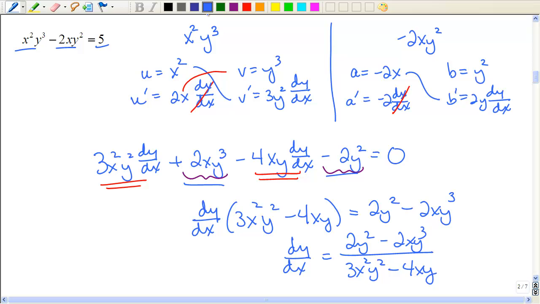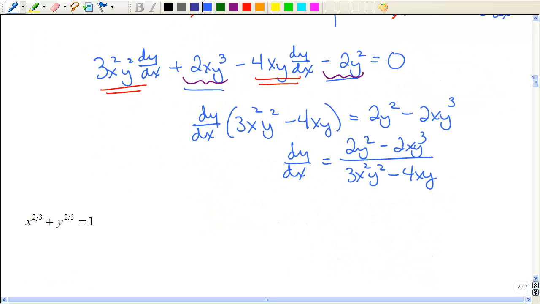Let's see, I noticed that they all have a y in common, so I could reduce that. Let's see, do they all have an x? No. So if I wanted to reduce out a y, that would leave me 2y minus 2xy squared over 3x squared y minus 4x. However, I would have taken this answer. This answer is a little bit better.